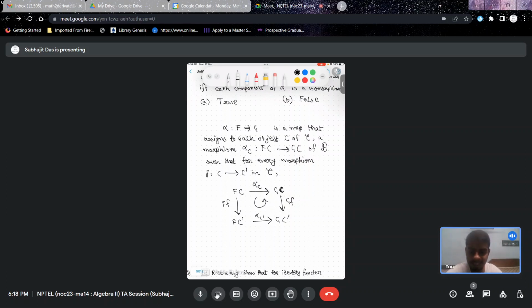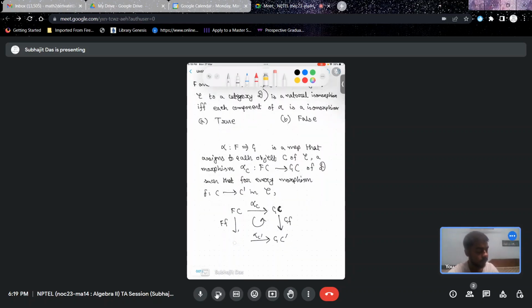What this naturality axiom basically says is that the morphisms alpha c, as c varies over all objects in the first category, are defined uniformly across all objects of the first category. That is, they are defined in the same way for all objects c. We'll see a more concrete example to understand the naturality axiom. I hope you have already seen this previously, but we will see some examples now to understand it better.